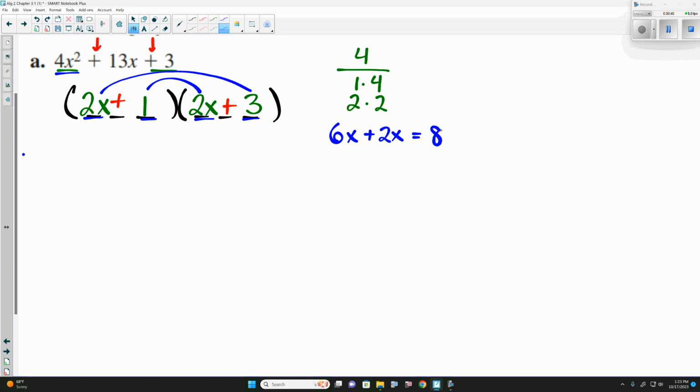6x plus 2x is? Leo 10, you're needed in Mrs. Kendall's room. Leo 10, you're needed in Mrs. Kendall's room.